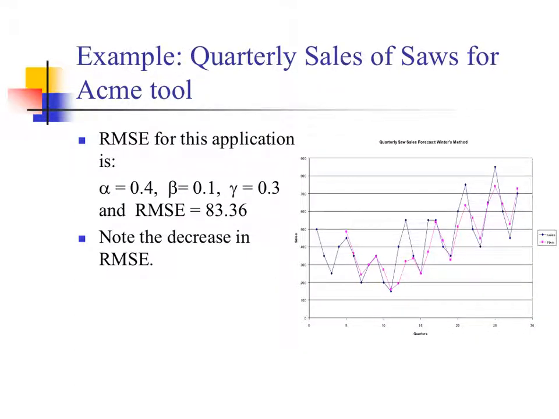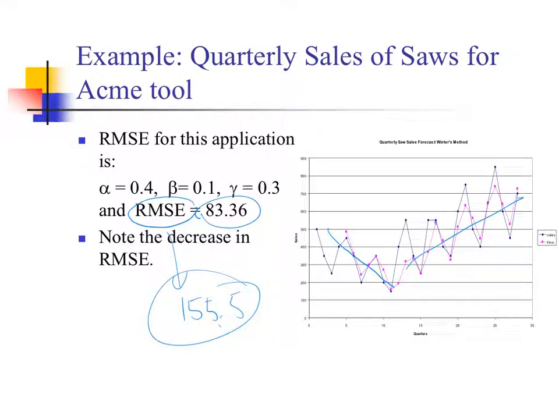And here are the results. We use alpha 0.4, beta 0.1, gamma 0.3, and root mean square error. As you realize, with Holt's method, it was 155.5 with the same data set. With Winter's method, it's lower. And when you check the graph, you realize that with Winter's, we are forecasting better. Why? Let's see. We have the trend. Yes, we capture the trend. We also capture the seasonality in the data. So it's a better estimate. That's why we have a lower root mean square error.